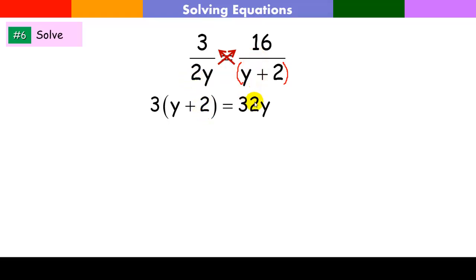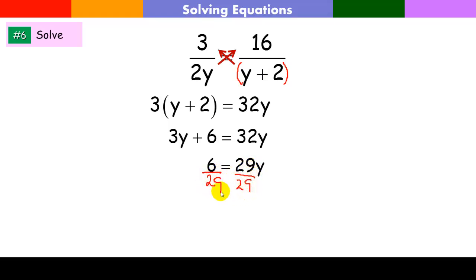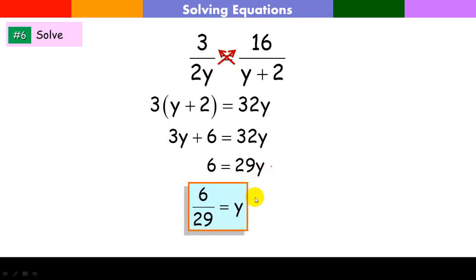2y times 16 is 32y. I'm going to subtract 3y from both sides. Now I have my variable term alone. The last thing I need to do is divide both sides by 29, which will give me my final answer of y equals 6 over 29.